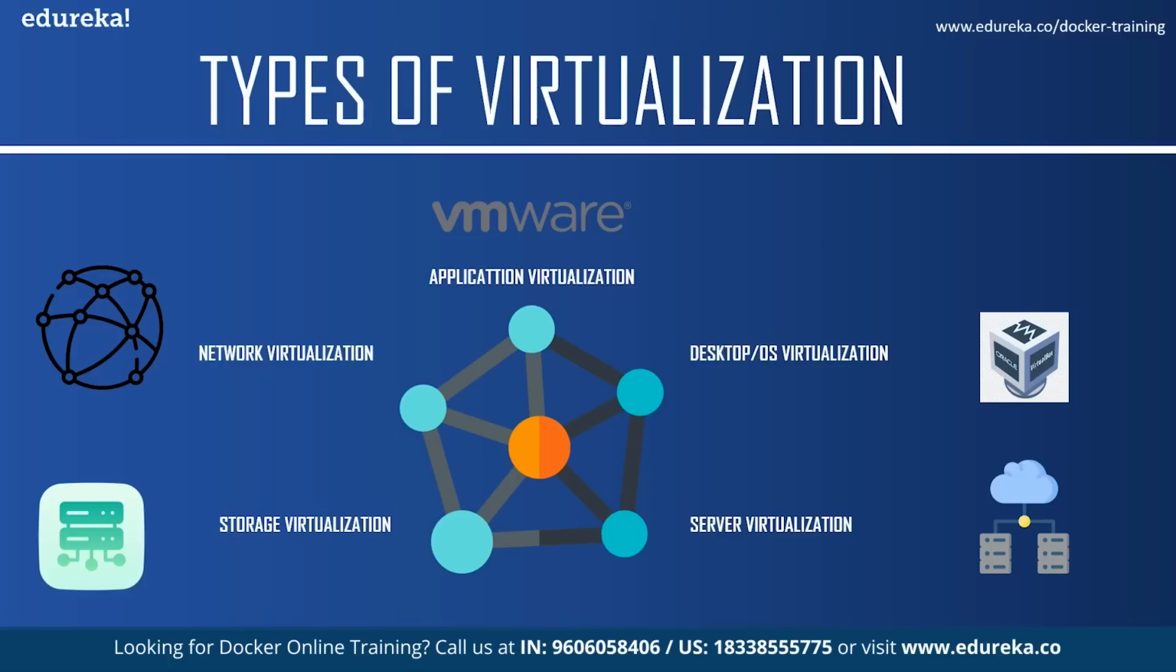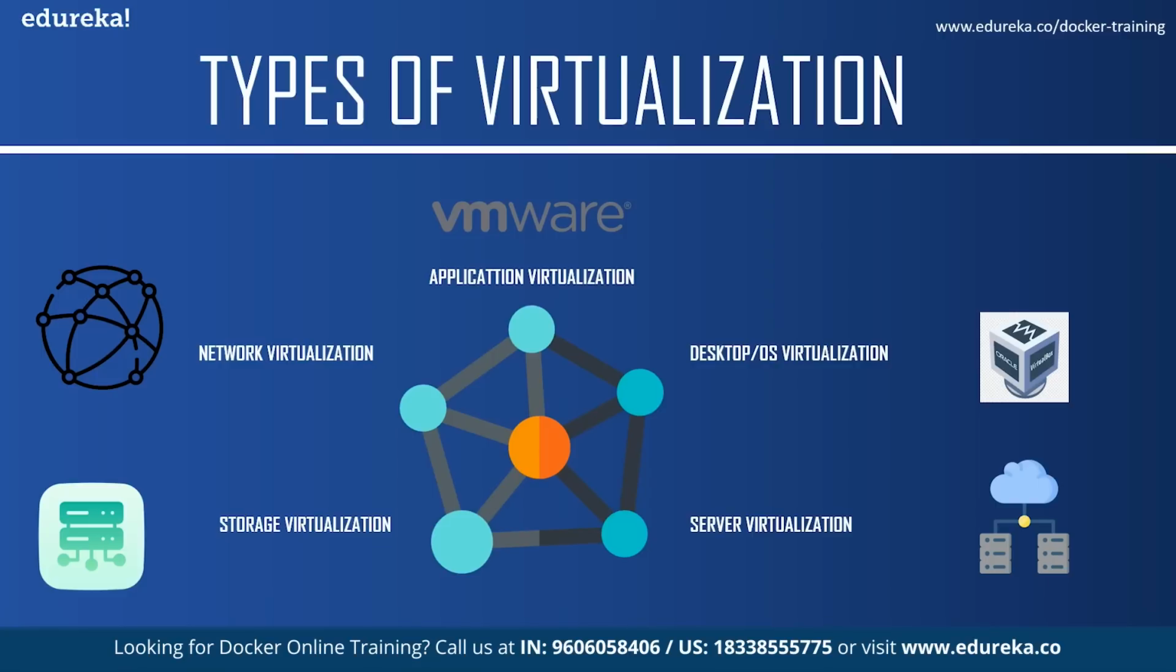Next up, we have storage virtualization. Storage virtualization allows the user to create multiple memory and storage devices virtually, so that the memory is allocated separately. Next, we have desktop or OS virtualization. That allows the user to use their operating system as a host and host various other operating systems to be used in the virtual machine. An example of that is VirtualBox.